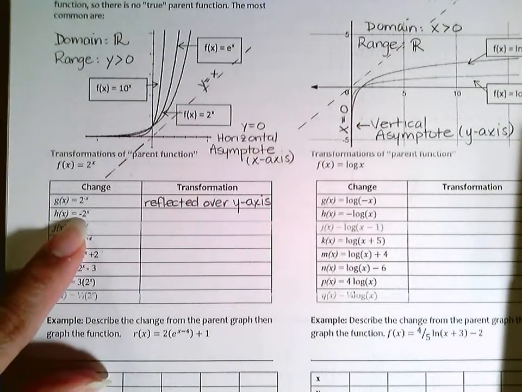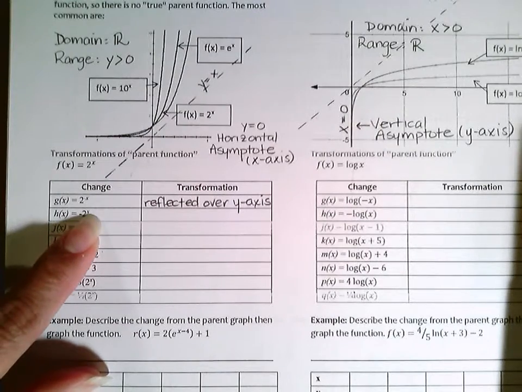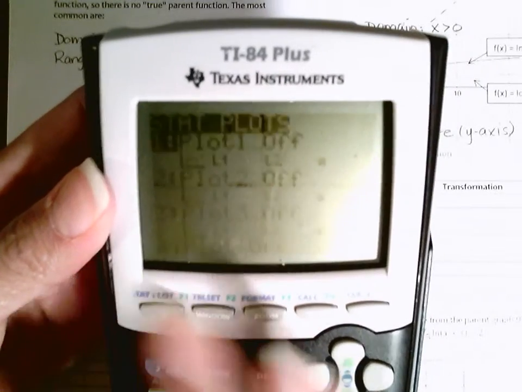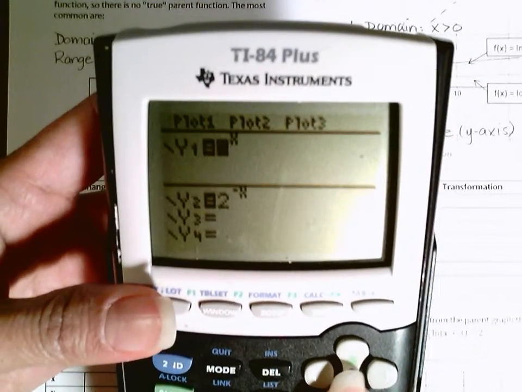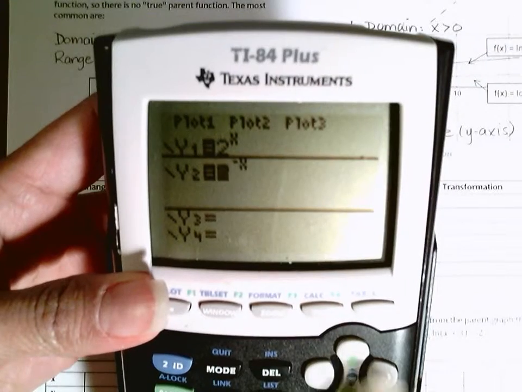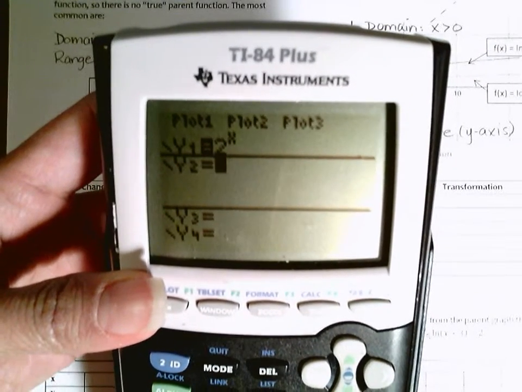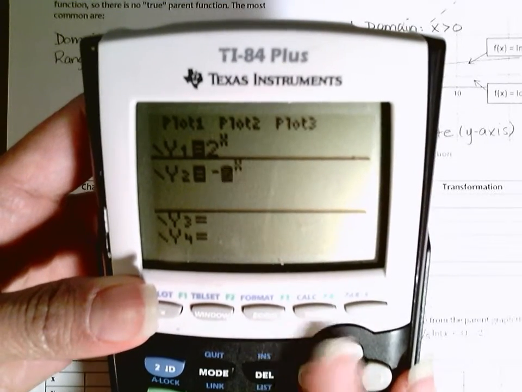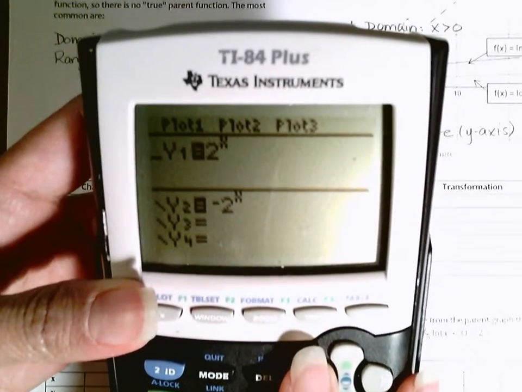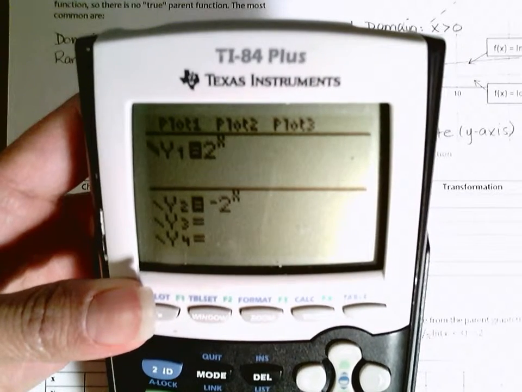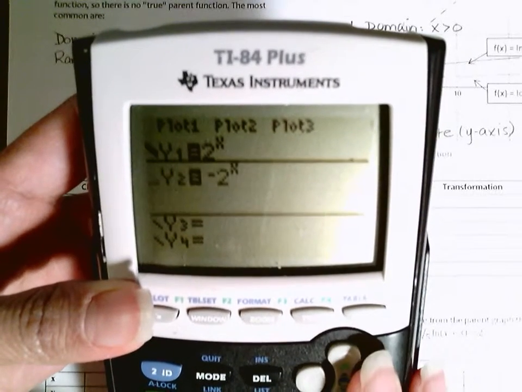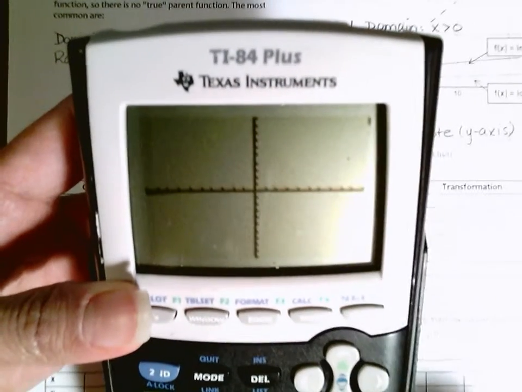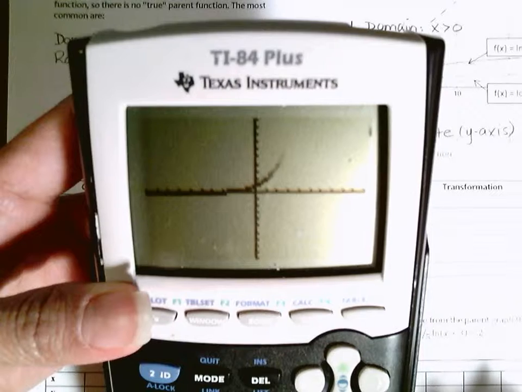Okay, now we're going to do it again. This time, it's negative 2 to the x power. So I'm going to come back over here, go to my y equals, and I'm going to put negative 2 to the x power. So I'm going to clear negative 2 raised to the x power. Now I'm actually going to do something over here just to make a difference. Over here in the front of y1, I'm going to hit enter to make my graph a little bit easier to differentiate. Okay, so the thicker one is 2 to the x power. So here's that first one.